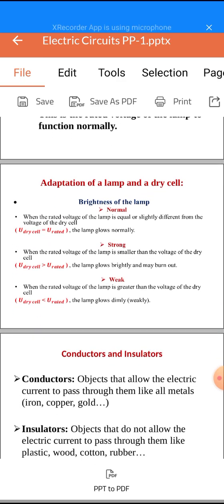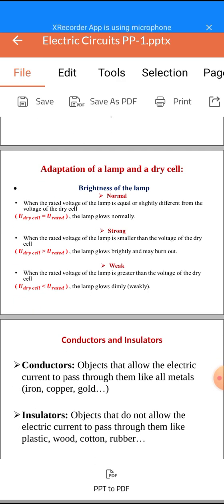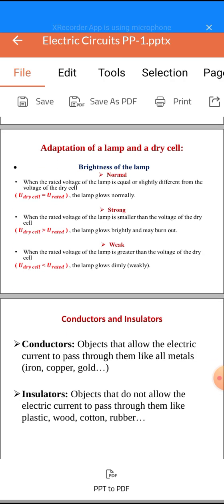How can we adapt a lamp to a dry cell? If the voltage of the dry cell is equal to the rated voltage of the lamp, or if it's slightly different from its voltage, in this case the lamp glows normally. While if the voltage of the dry cell is greater than the rated voltage of the lamp, we gave it too much energy. In this case, the lamp glows strongly or brightly and it may burn out. And if we give it a voltage less than its rated voltage, in this case, the lamp glows dimly or weakly.